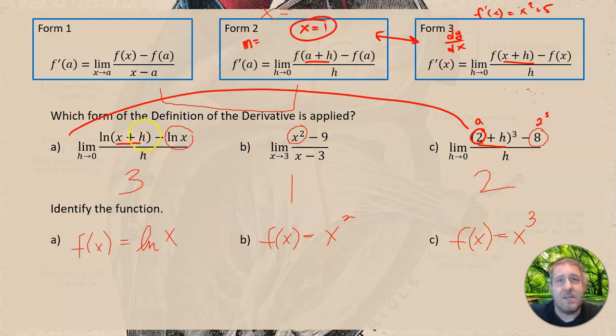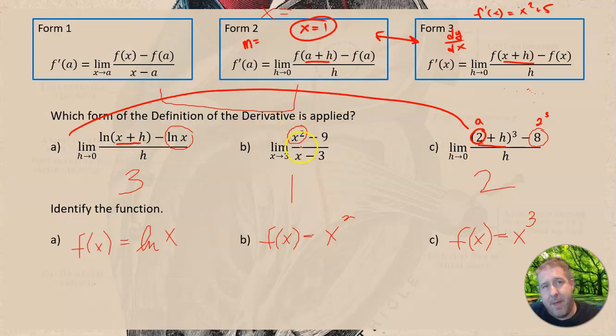And this obviously is Form 3, because it's f of x plus h minus f of x. Clearly, the actual function itself is natural log of x. Whereas over here, clearly the function itself is x cubed. This is f of x right here. This is 2, which is x, cubed. This is 2 cubed. This is 2 plus h. This is x plus h cubed. That's f of x plus h. That's just f of x.